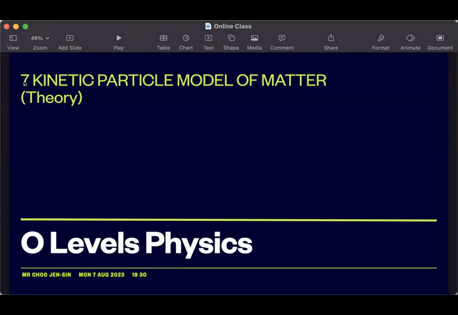Okay, so this topic is the same as what you have learned in chemistry. If you are studying chemistry, which I believe all of you are, this topic shouldn't be that difficult, because it's the same topic as your chemistry kinetic theory of matter. Any problem so far?